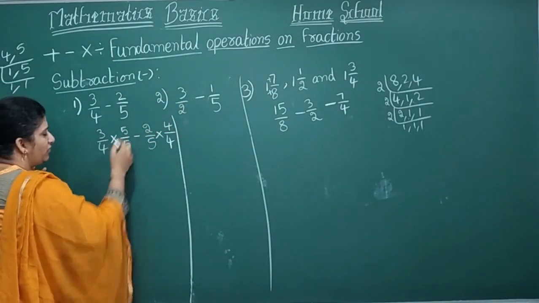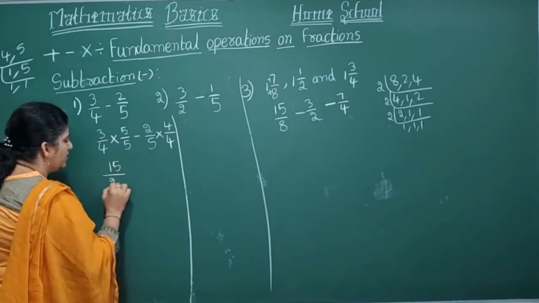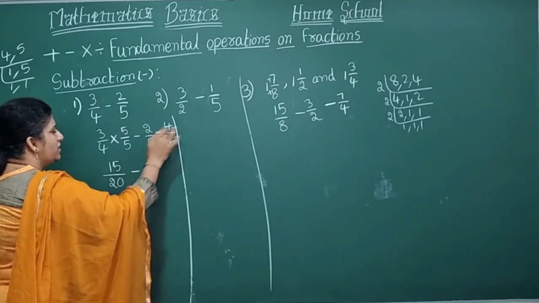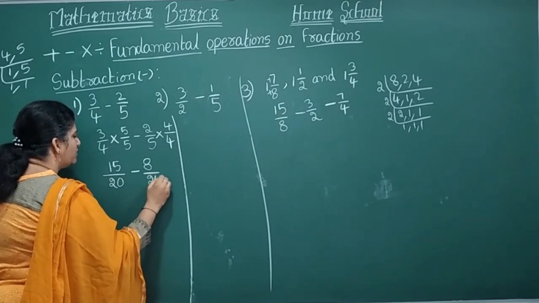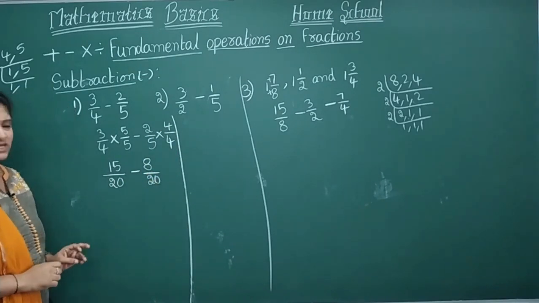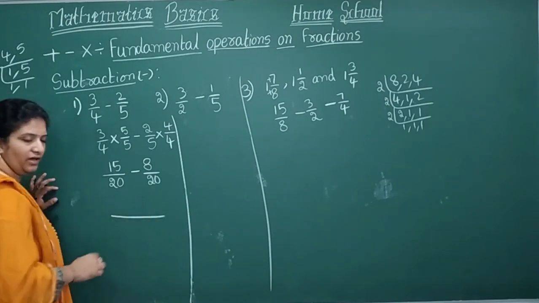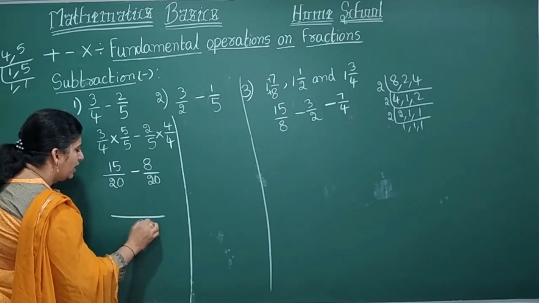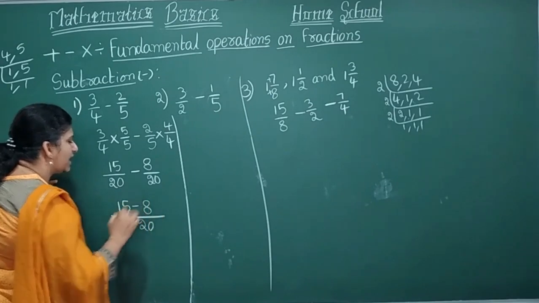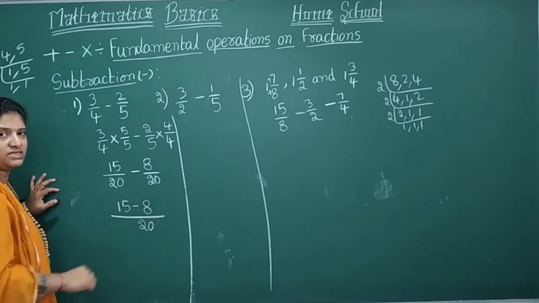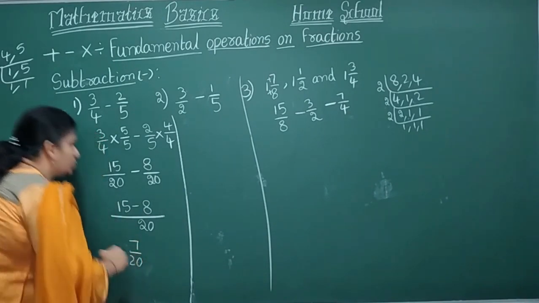Now multiply here: 3 5s are 15 and 4 5s are 20, minus 2 4s are 8 by 5 4s are 20. So now when we are subtracting, if your denominators are the same, take a big line here, write the denominator, and the numerators you can directly subtract on the same line. 15 minus 8, children, it will be 7 by 20.